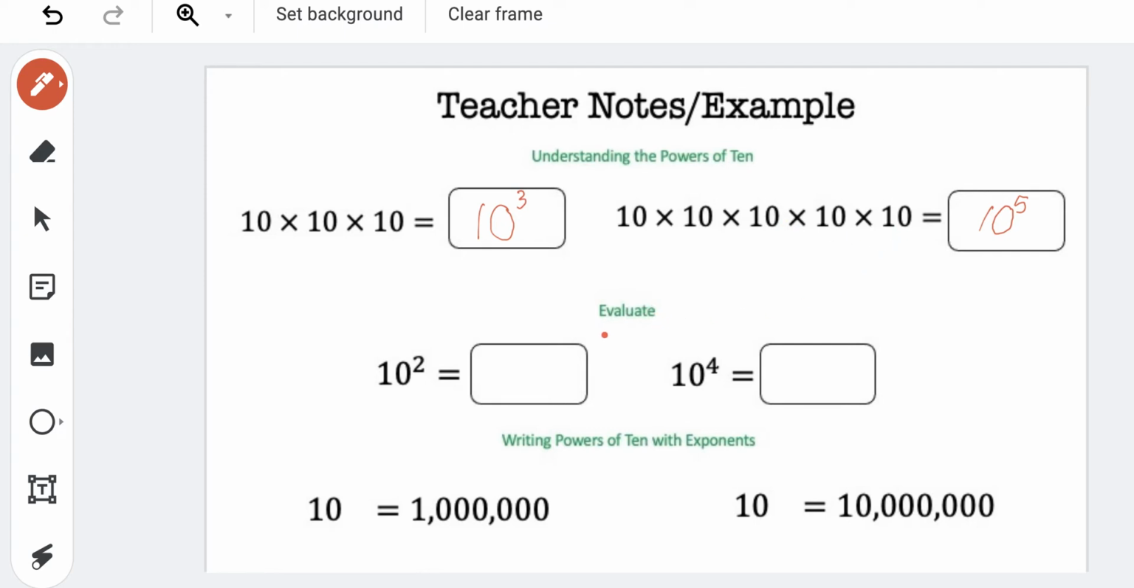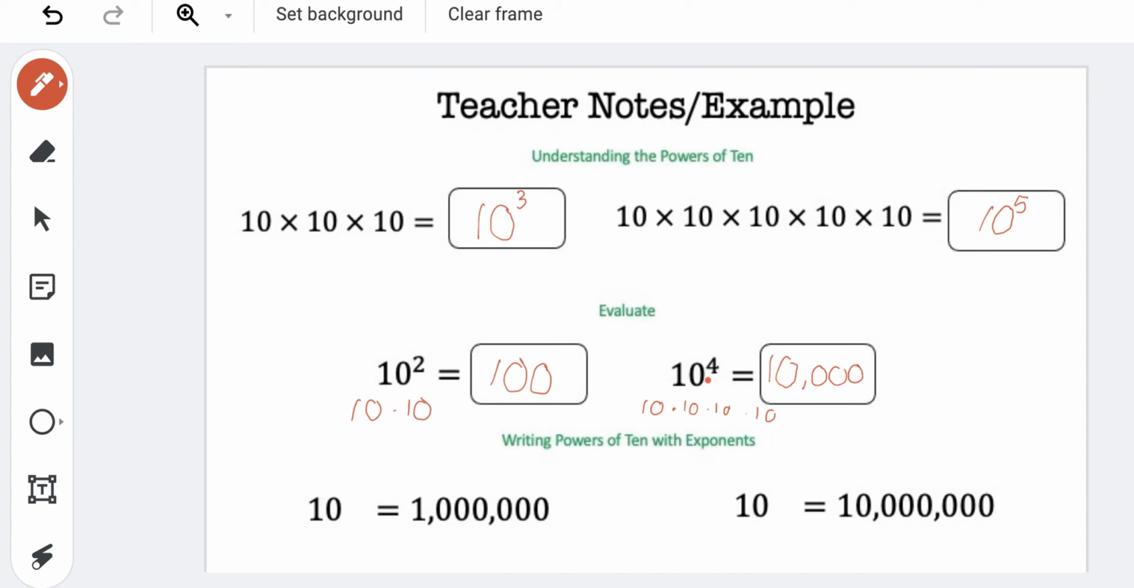The next two problems we're going to evaluate. What does 10 squared really mean? Well, 10 squared really means 10 times 10, which is 100. So we're going to put 100 inside this box. And 10 to the fourth power really means 10 times 10 times 10 times 10. Well, 10 times 10 is 100, times 10 is 1,000, times 10 is 10,000. So let's put 10,000 inside this box.